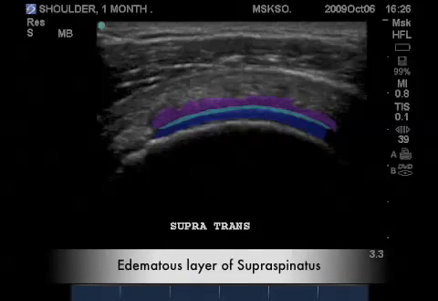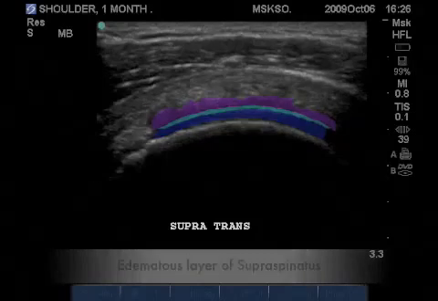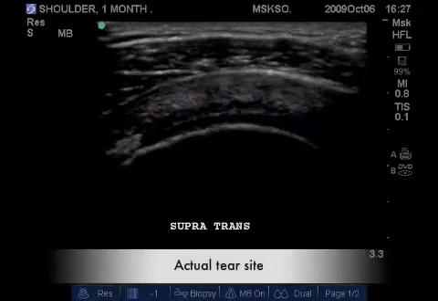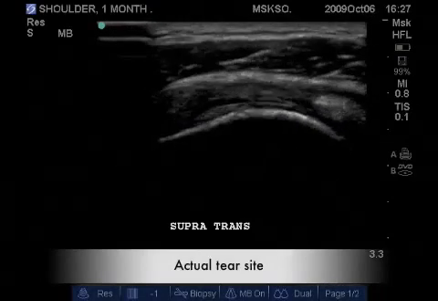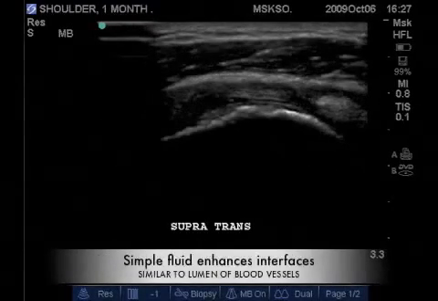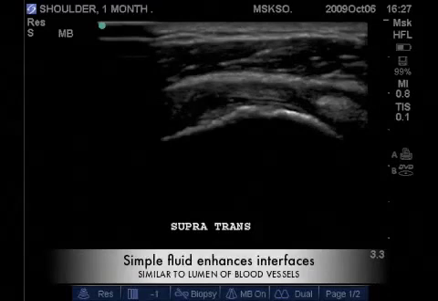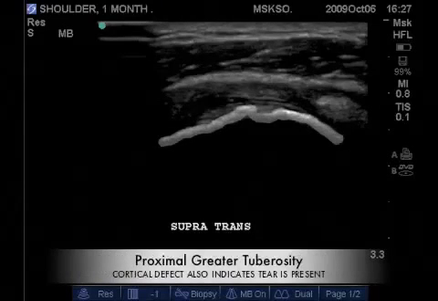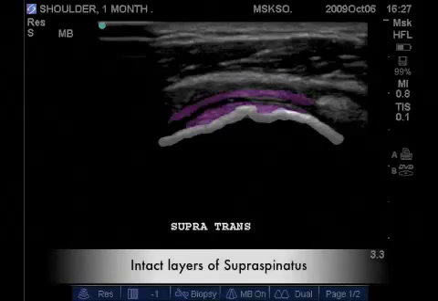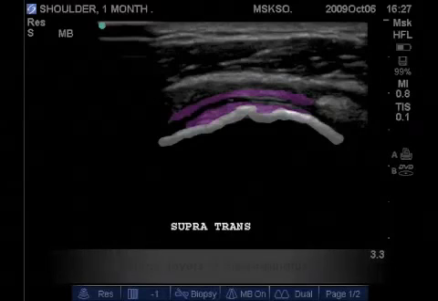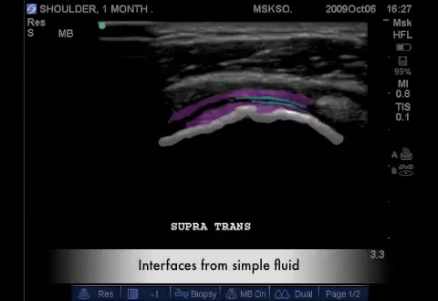It is also important to note that retraction of tendon fibers may also give a similar appearance. True edema will posteriorly enhance this cartilage interface sign. As we scan distally through the supraspinatus tendon, we see a few changes. There is a disruption in the bony cortex, followed by thin layers of the supraspinatus tendon resting on top of each other. These layers create a new potential space for free fluid or simple fluid to collect.